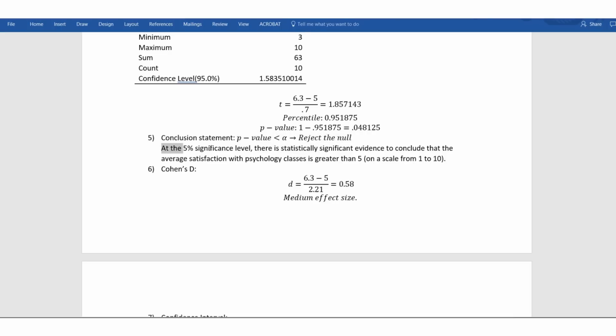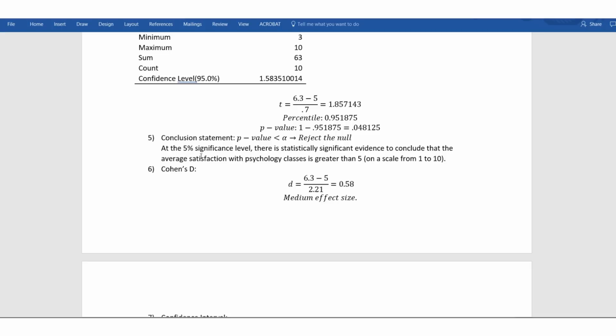So we're going to say at the 5% significance level, because we chose the alpha 0.05, there is, because we rejected the null, again, you say is not if you fail to reject, statistically significant evidence to conclude that the average, you want to say the average, because we're talking about the average, not an individual, satisfaction with psychology classes. So this is a description of your scale variable. And then you want to talk about your research hypothesis. I said greater than, so is greater than 5.